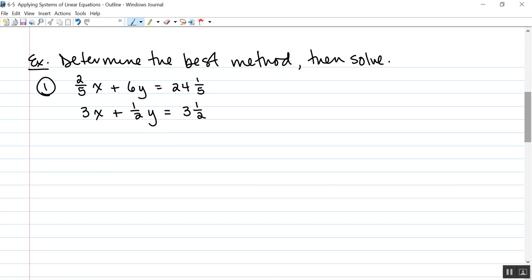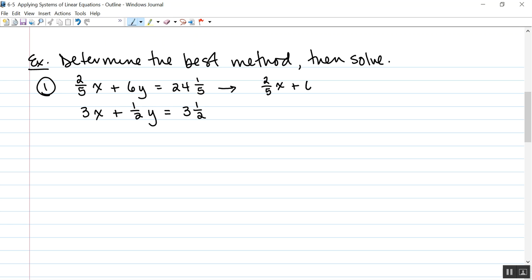And this is a particularly ugly system of equations here because it has some fractions. So we have 2/5 x plus 6y equals 24 1/5, and 3x plus 1/2 y equals 3 1/2. Now, let's not freak out about this because we know that we can fraction bust. We know that we can multiply the equation by a number and get rid of the fractions. First thing I'd like to do is take care of these mixed numbers right here and turn those into improper fractions. So I'll start by rewriting each of the equations.